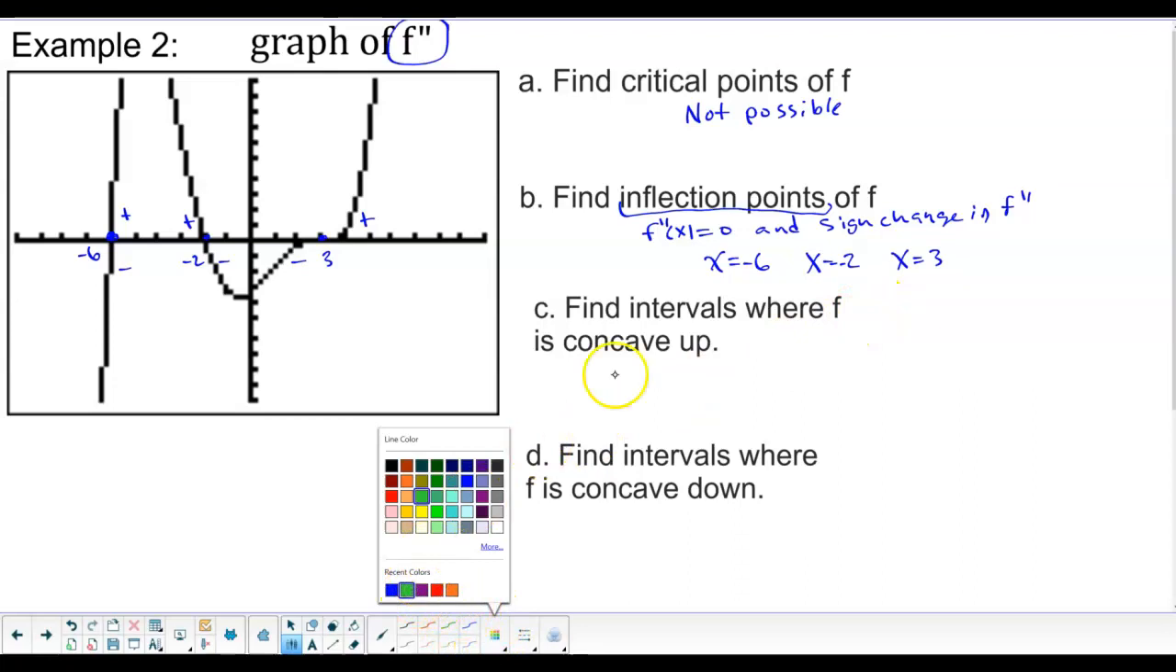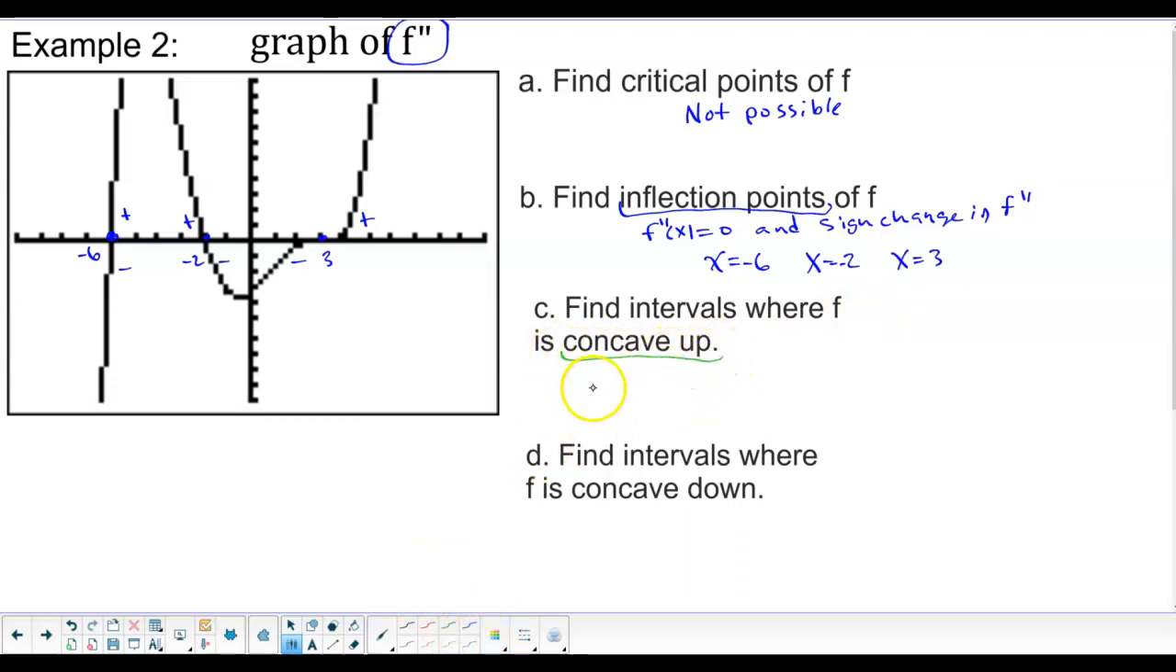The next piece, we're looking for intervals that are concave up. Well, remember what concave up is. Concave up is when the second derivative is greater than 0. This is the graph of the second derivative. So when are we above the x-axis? Anytime the values are positive, right? So this would represent concave up of the original function. So I know from -6 to -2, I'm above the x-axis. And then again from -3 on.